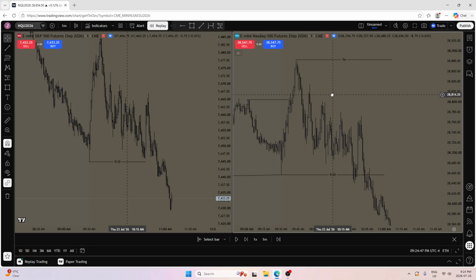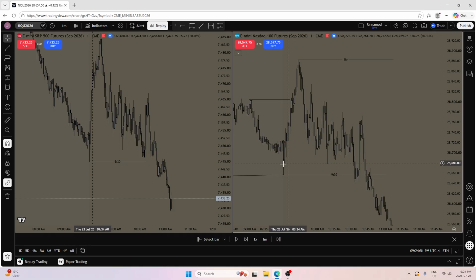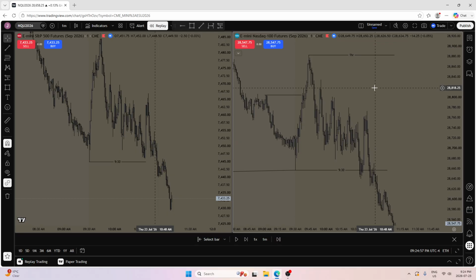If you took anything today, I'm not really sure what you could have taken except for this long right here and maybe a possible short over here. But yeah, that's my view on PA today.